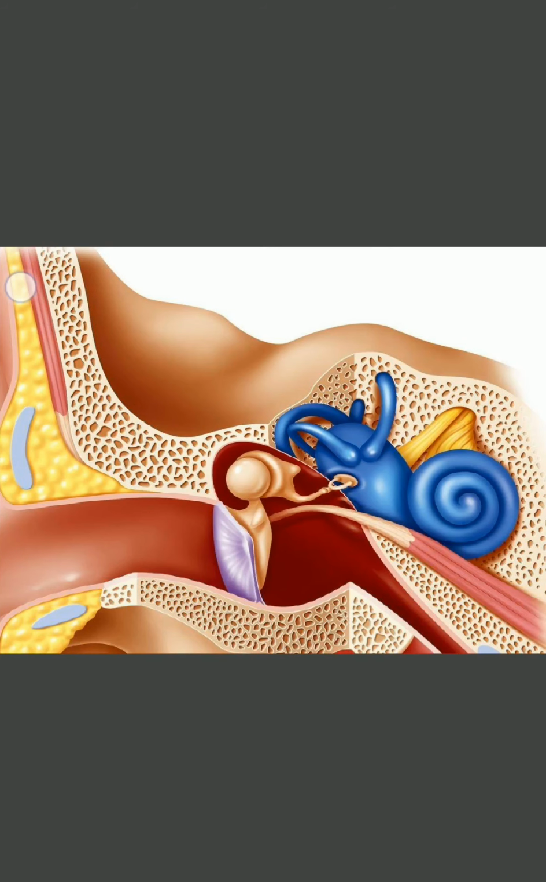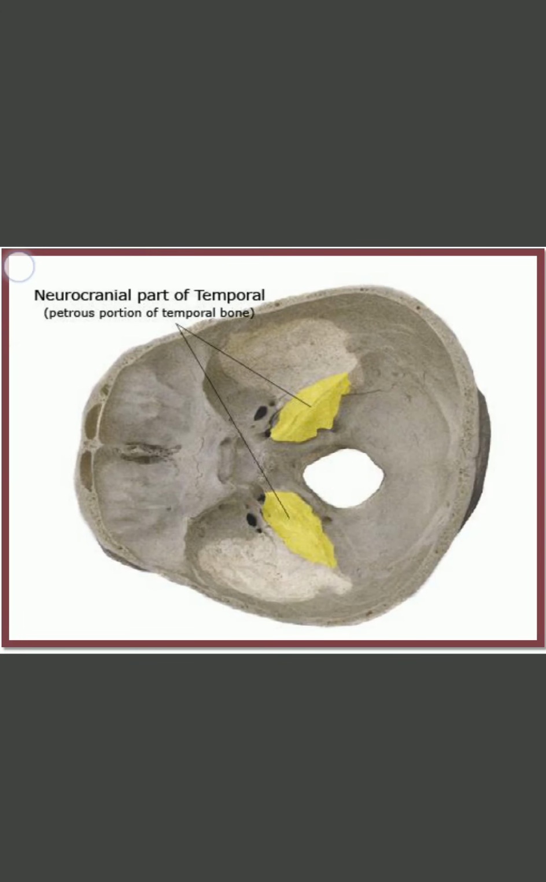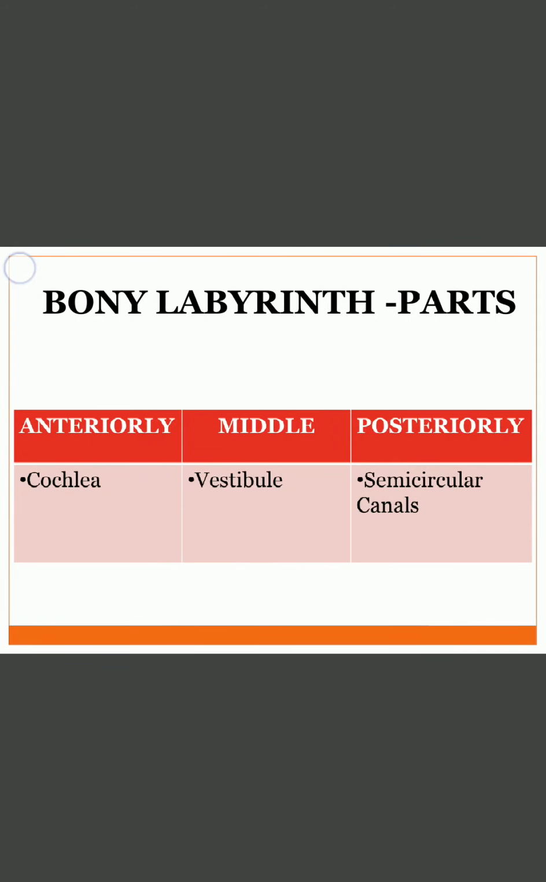In this figure you can see this is the middle ear cavity. This is the internal ear. This is the bony labyrinth of the internal ear present within the petrous part of the temporal bone. In this figure, you can see the petrous portion of the temporal bone has been highlighted. So the bony labyrinth consists of cochlea, vestibule and semicircular canals.